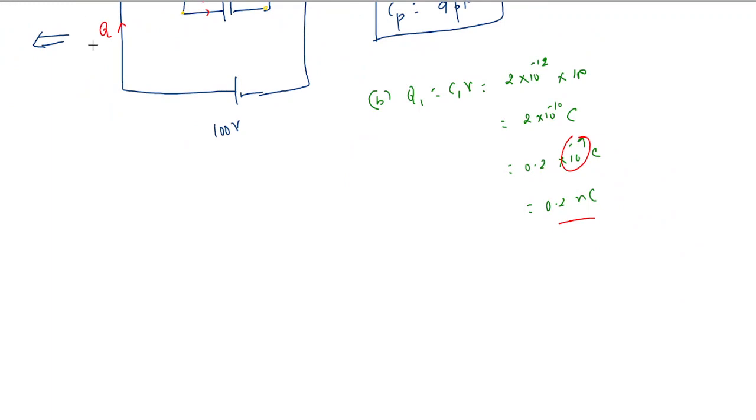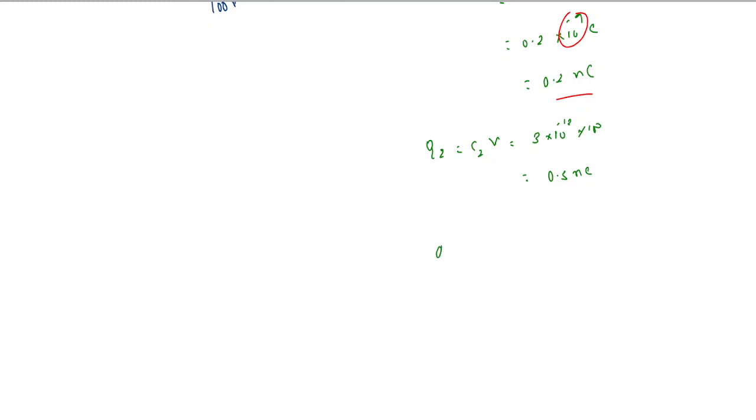And then across the second capacitor, Q2 is equal to C2 into V. It is 3 into 10 power minus 12 into 100. That will be 0.3 nanocoulomb. And then across the third one, it will be C3 into V. That is 4 into 10 power minus 12 into 100. That will be 0.4 nanocoulomb. So these are the charges across each capacitor.